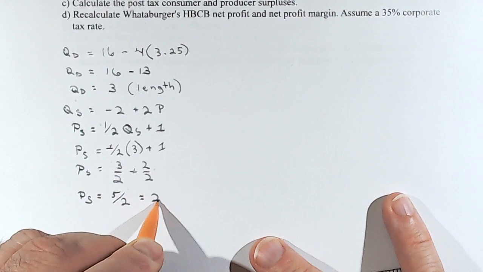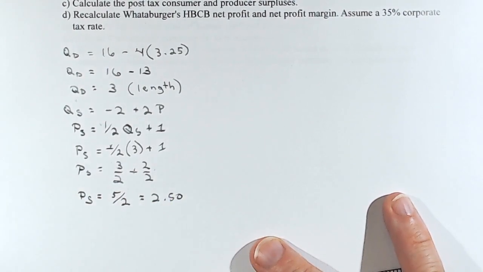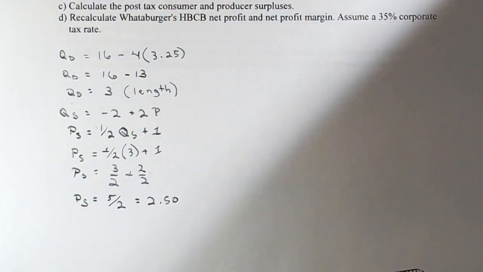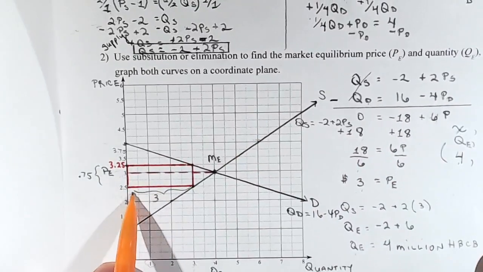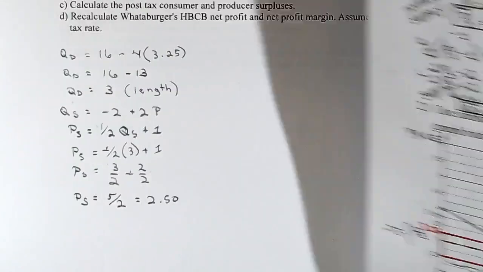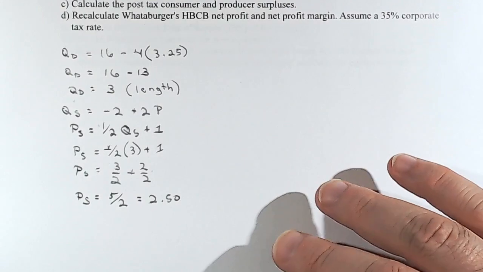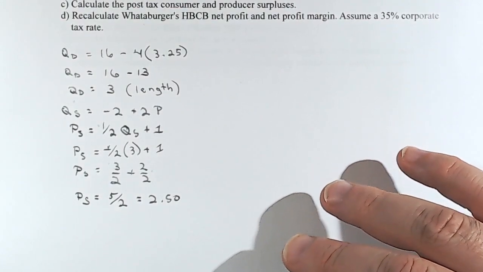And 5 over 2 is 2.5, or $2.50. And that is, in fact, what we see here on this graph, $2.50. Just want to let you know that when it's not so nice and clean, then you don't really know.